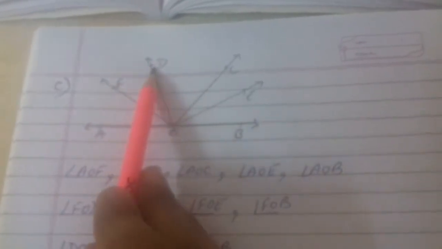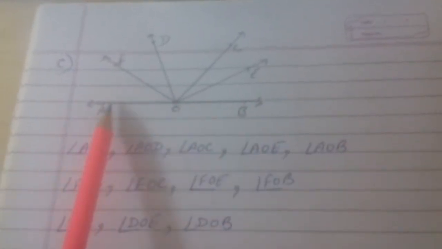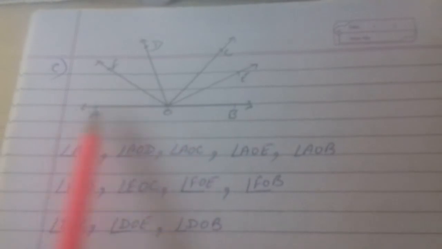AOF written here. Then AOD written here. Then AOC. Okay. AOE, clear? Then AOB. This is a straight angle, clear? So these are the angles formed with line AO. Then come to the next.